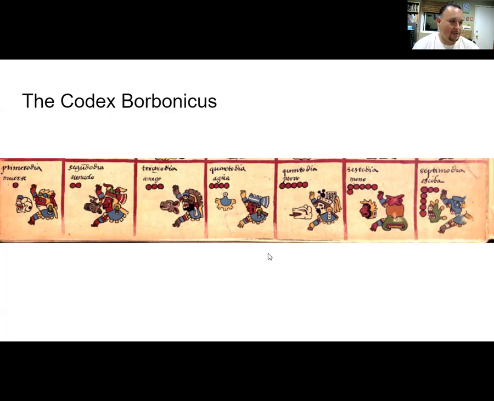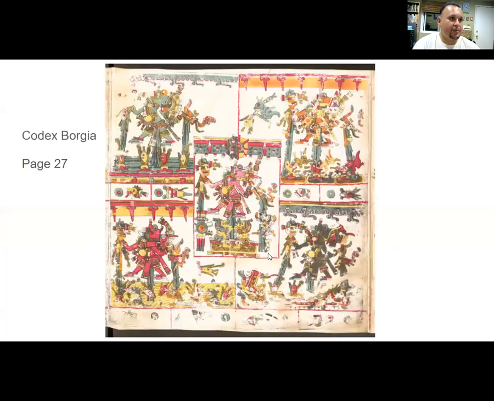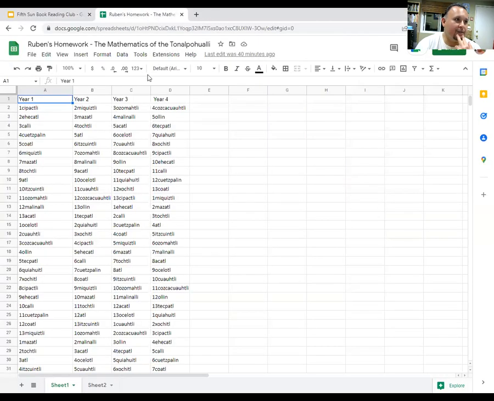So let's go on to the actual spreadsheet. So I titled it Ruben's homework here. So what he says is, you know what? Just start. All you need to do is start with year 1, day 1, and fortunately we know what that is. It's 1 xiuhpohualli. We just saw that in the codex, and he says to run that through on a spreadsheet and see what kind of patterns you come up with, and then from there you'll be able to derive everything that you need to know.